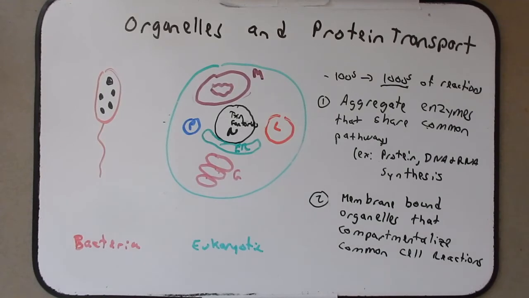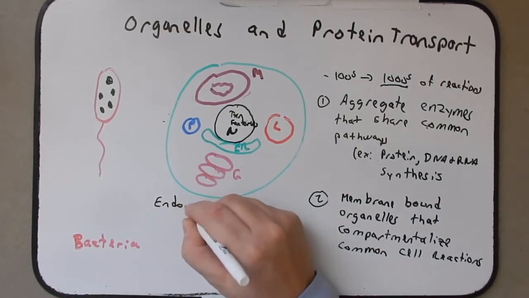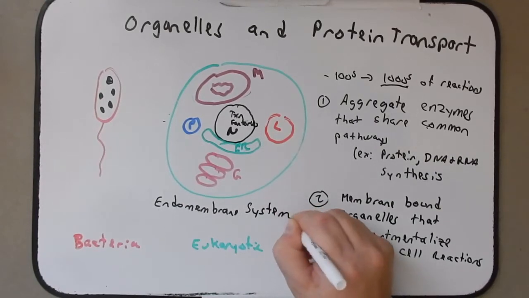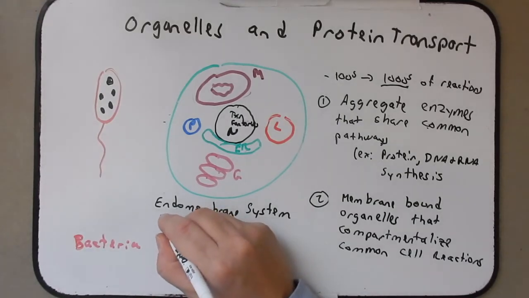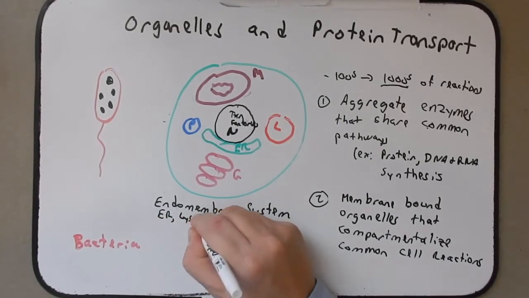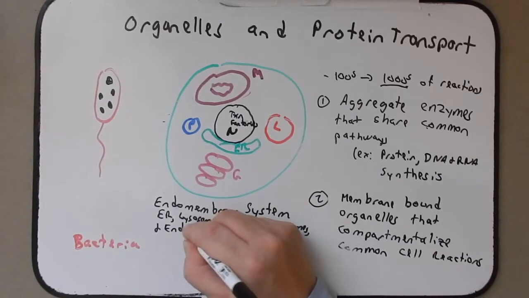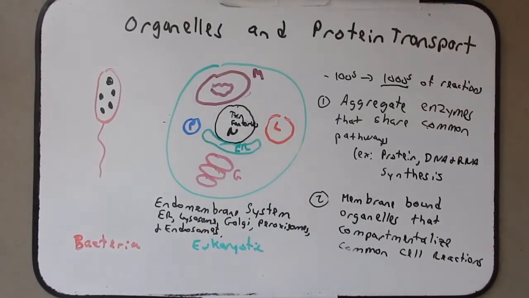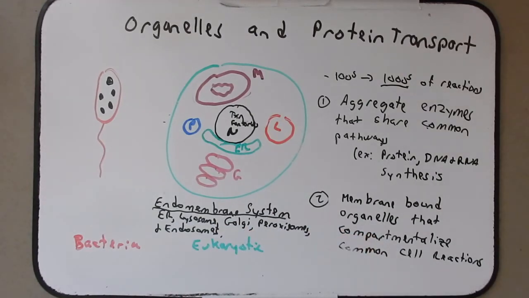Before I move on, I noticed on the note-taking guide I did ask to identify the endomembrane system. So the endomembrane system is a collection of several organelles that communicate with each other. The organelles in the endomembrane system include the ER, the lysosome, the Golgi, the peroxisomes, and endosomes. And we'll talk later in this chapter about how the communication of these different organelles in the endomembrane system is important in moving vesicles around between the different compartments.